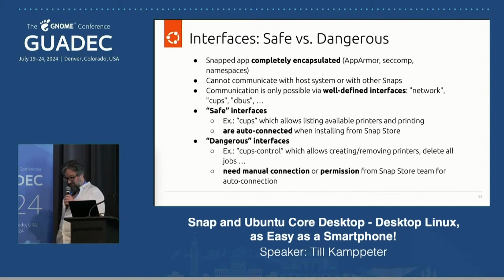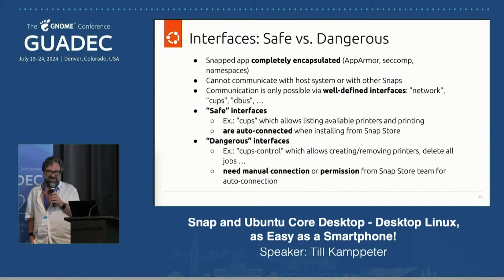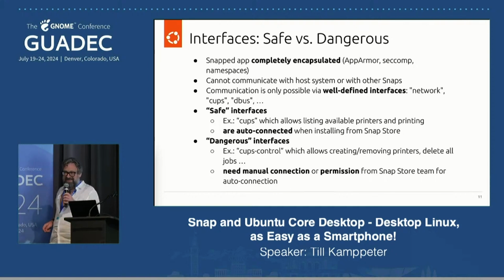So, for snaps to communicate, either with the host system or with other snaps, we have so-called interfaces which do a well-defined communication for a well-defined use case. For example, we have a cups interface, a dbus interface, a network interface, all interfaces for special use cases. And when one creates the snap, one selects which interfaces one wants to use. And so one can well define how the snap communicates.